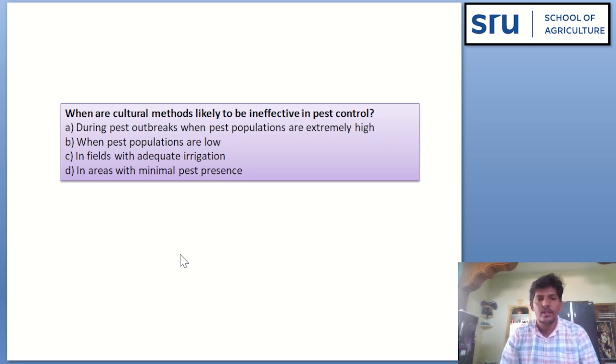When are cultural methods likely to be ineffective in pest control? A: During a pest outbreak, when pest populations are extremely high. B: When pest populations are low. C: In fields with adequate irrigation. D: In areas with minimal pest presence. Here the correct answer is A. During a pest outbreak, when pest populations are extremely high, these cultural methods are ineffective.